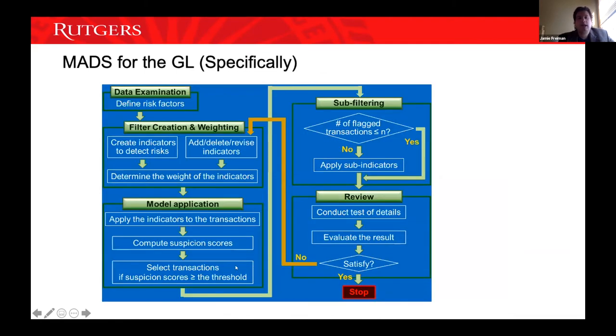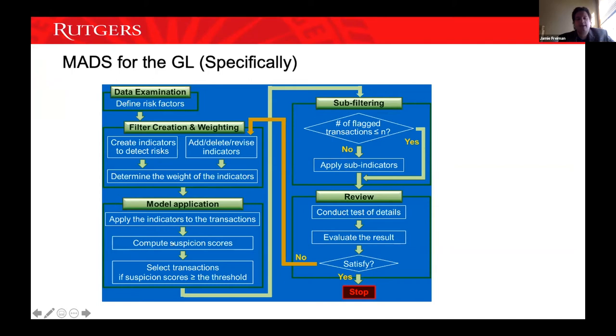How we actually applied it is detailed in this diagram here. All right, it's a kind of detailed diagram and it looks a little complicated, but basically we start by looking at the data, defining the risk factors, using those risk factors to determine what filters we're going to build or design to target these particular risk factors. And these risk factors are all linked to audit objectives. Okay. We also determine the importance and the weights associated with these individual risk factors and filters that we've designed.